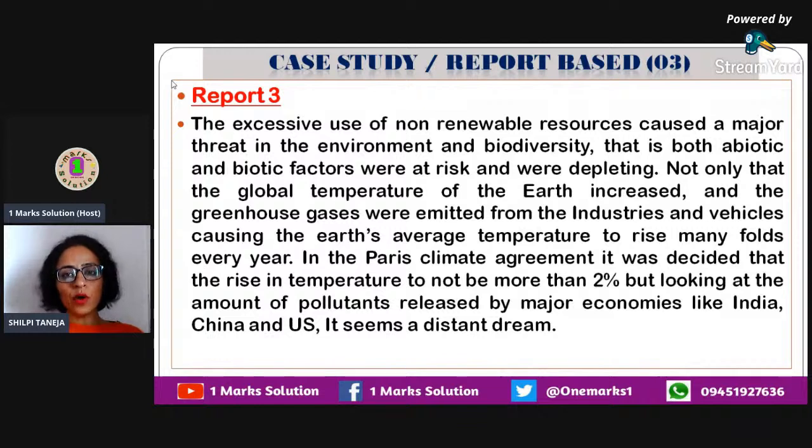The excessive use of non-renewable resources caused a major threat to the environment and biodiversity, that is, both abiotic and biotic factors were at risk and were depleting. Not only that, the global temperature of the earth increased and greenhouse gases were emitted from industries and vehicles, causing the earth's average temperature to rise many folds every year. In the Paris Climate Agreement, it was decided that the rise in temperature should not be more than 2%, but looking at the amount of pollutants released by major economies like India, China and US, it seems a distant dream.